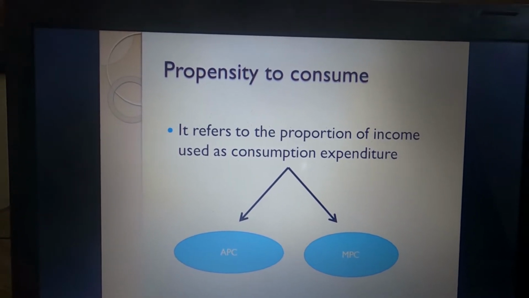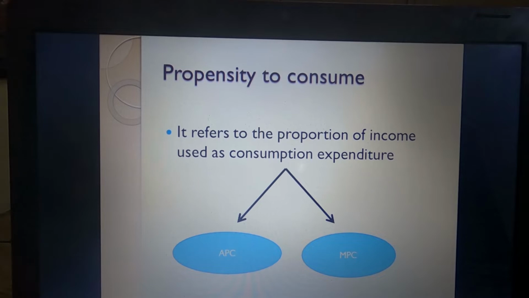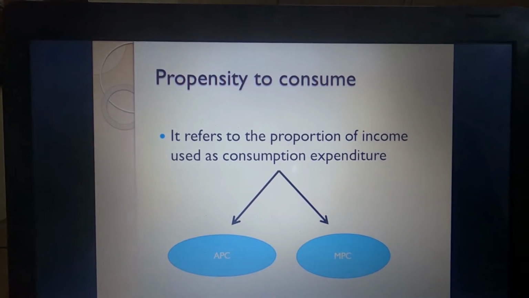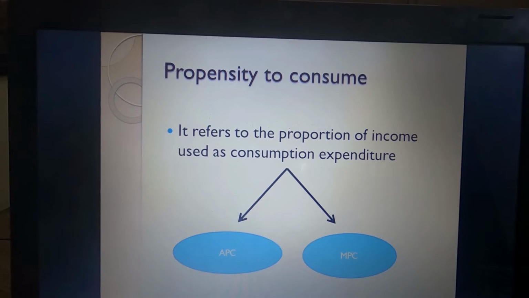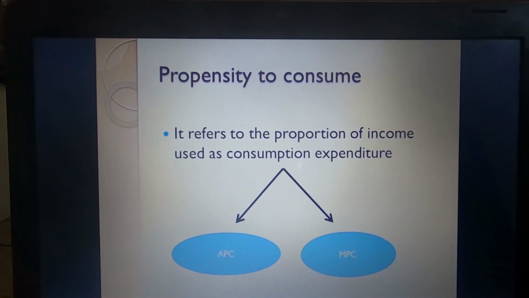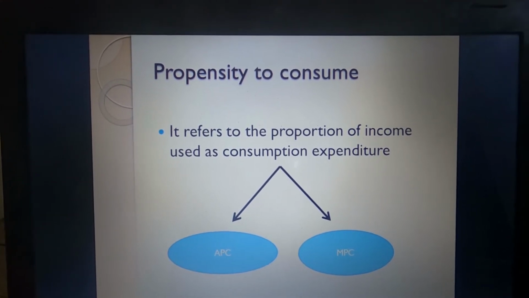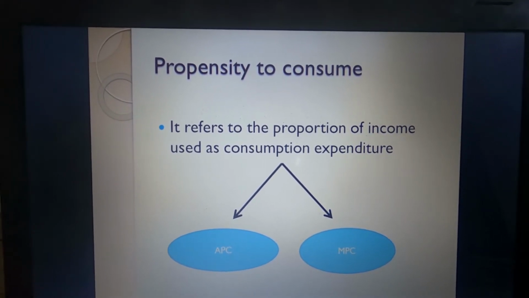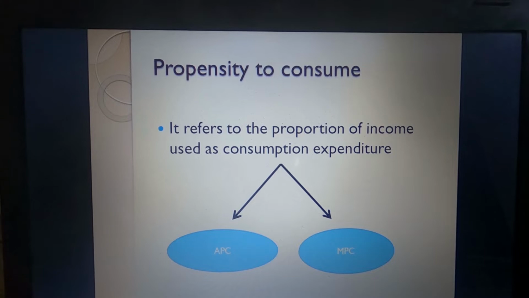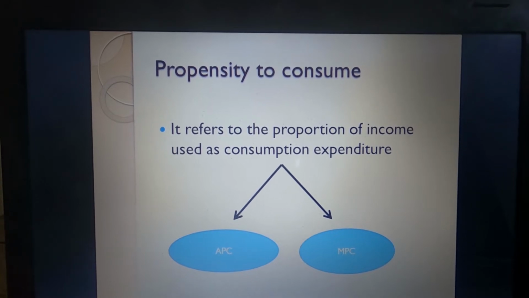The topic is propensity to consume. What is this propensity to consume? It refers to the proportion of income used as consumption expenditure. Now what does it say here is, suppose people has an income of rupees 100, right? So out of 100, how much he's going to use for his consumption purpose? That is called as propensity to consume.